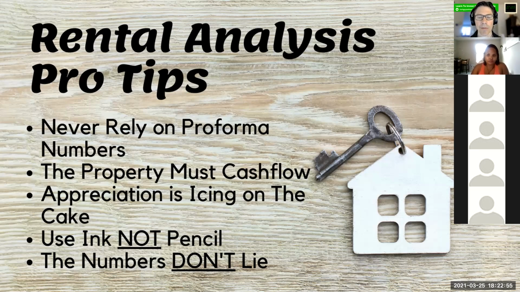The first one is never rely on pro forma numbers. It's important not to trust the numbers that a seller would give you, and that includes a broker, an agent of some sort, or a wholesaler. The point there is always do your own due diligence. Always verify everything they're telling you, no matter what. That's very important to do, even for the small things, by the way. Sometimes that's where people mess up, thinking, well, that's just such a small thing. I think you'll see when we go over the analysis how little things add up surprisingly quick. So always run your own numbers. The property must cash flow. If it does not cash flow, then you don't want to do that deal.